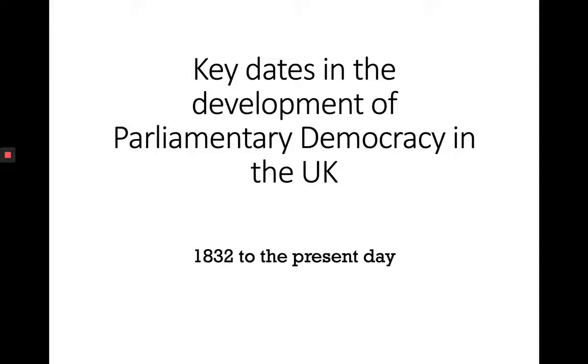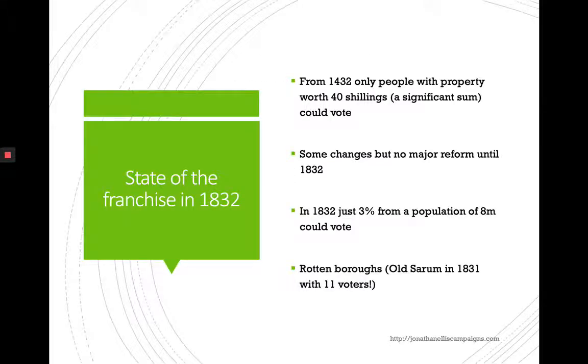So if we go back to the year of 1832 and look at the state of the franchise, by which I mean basically who could vote. From the year 1432, only people with property worth 40 shillings could vote. Now that was a significant sum at that time. From that period, there were then some changes, but there was no major reform of who could actually vote until 1832. And then in the year 1832, we do see some reform.